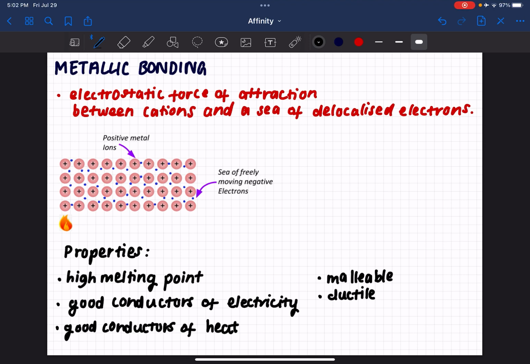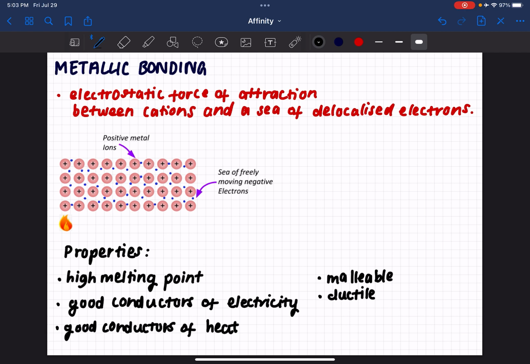Okay, so today I'm going to be covering metallic bonding. And this is a topic which is also covered in GCSEs, so it is quite straightforward, but it's always good to cover this again just so you have a good understanding of this.